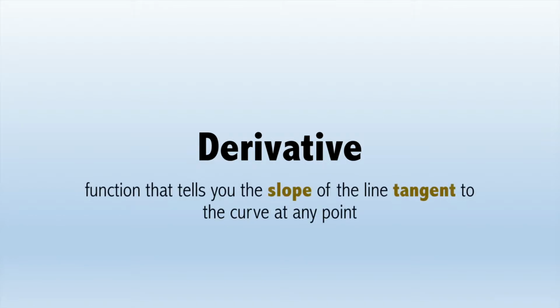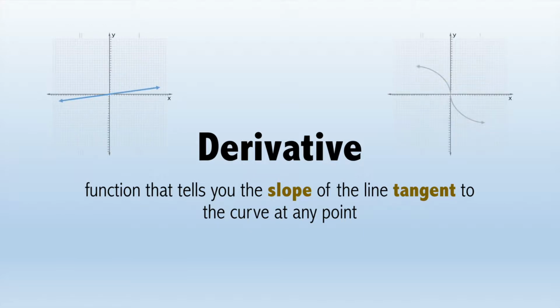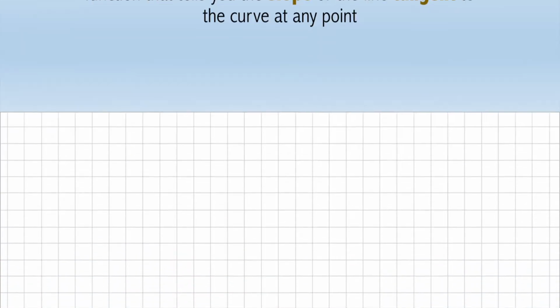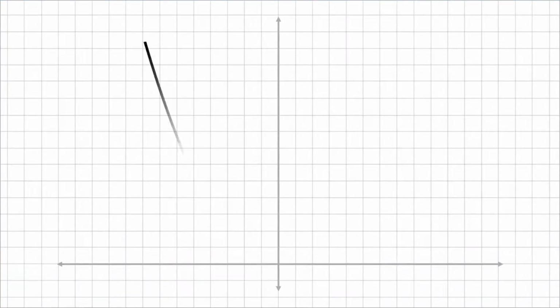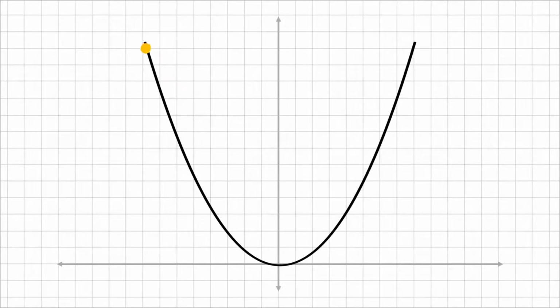What is the derivative? It's a function that tells you the slope of the line tangent to the curve at every point. Slope meaning the steepness of the line, how slanted it is, and the tangent line meaning the line that touches the curve only at one point. Every point on your graph, therefore, has a little tangent line.